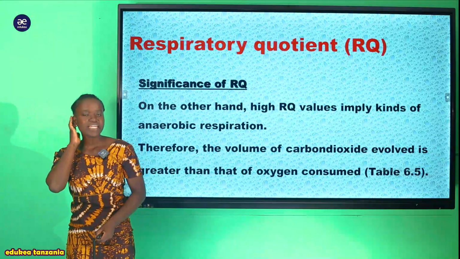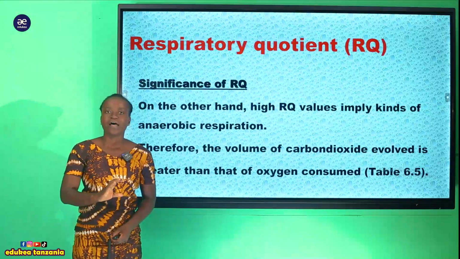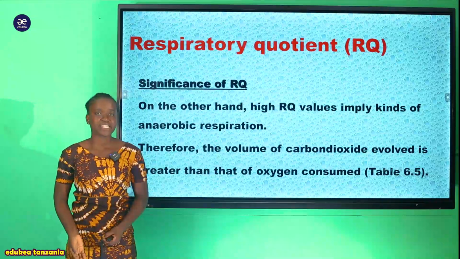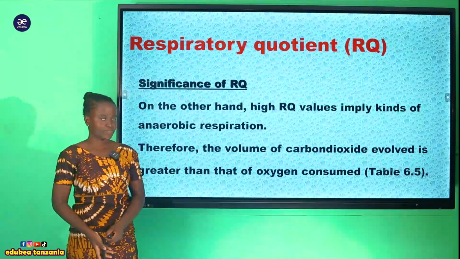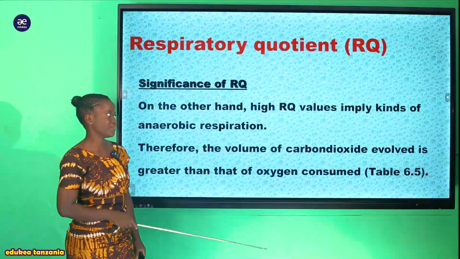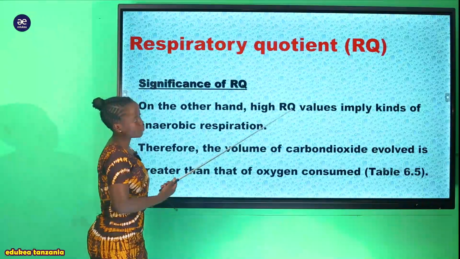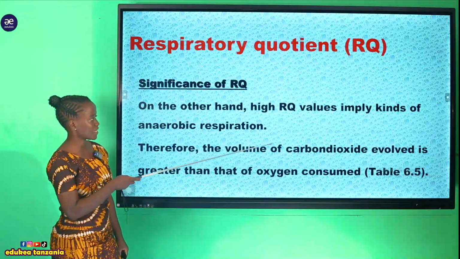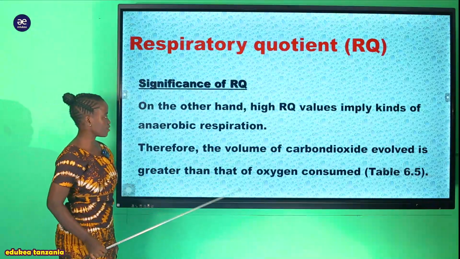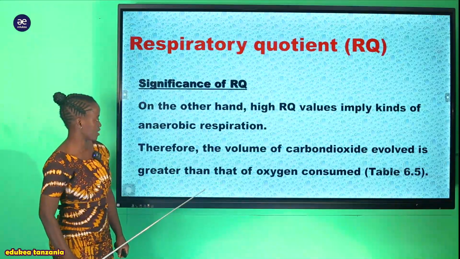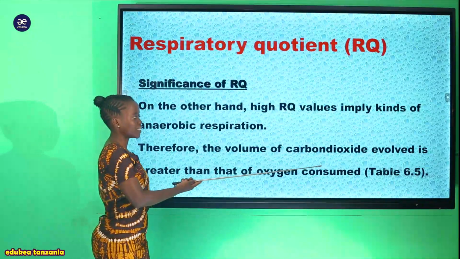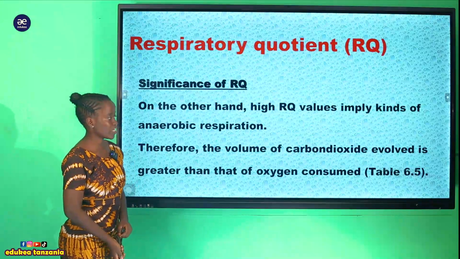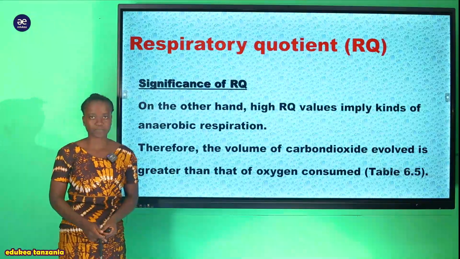Tukasema kwamba hii RQ inatusaidia kujua different kinds of respiratory substrate have been used to form the ATP during the respiration. So on the other hand, we can simply say that a high RQ value implies a kind of anaerobic respiration. Therefore, the volume of carbon dioxide evolved is greater than that of oxygen consumed. We are going to see that in table 6.5.